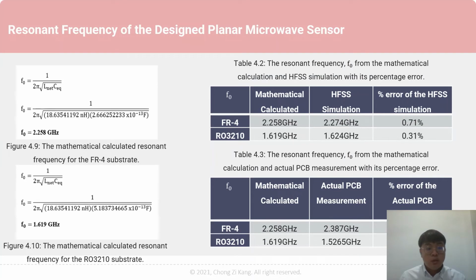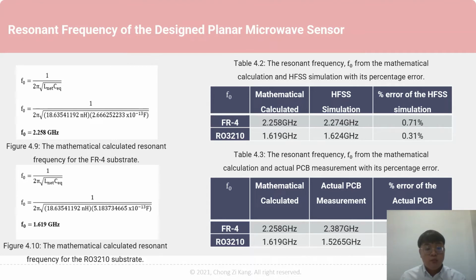The mathematically calculated resonant frequency of the designed sensor using the FR4 substrate is 2.258 GHz, illustrated in Figure 4.9, while the mathematically calculated resonant frequency of the designed sensor using the Rogers substrate is 1.619 GHz, illustrated in Figure 4.10. Based on the calculated percentage error in Table 4.2, there's a good agreement between the calculated data and the HFSS simulation data.